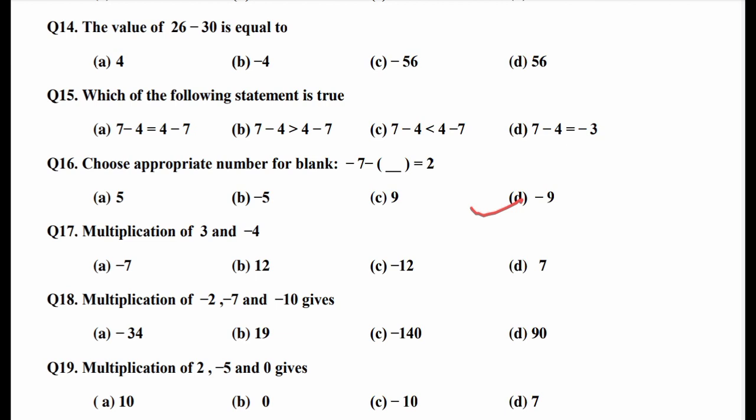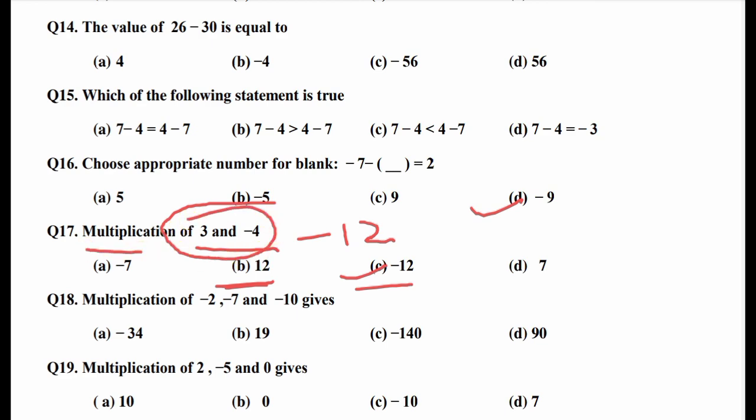Question number 17. Multiplication of 3 and minus 4 is. So first of all, we do the multiplication of 3 and minus 4. 3 fours are 12 and the minus sign. So the answer is C, minus 12. See, sometimes you have the same answers with different signs. So it is confusing, and at that time you have to recall the rules of multiplication, right? So plus times minus is minus, and that's why the answer is minus 12.